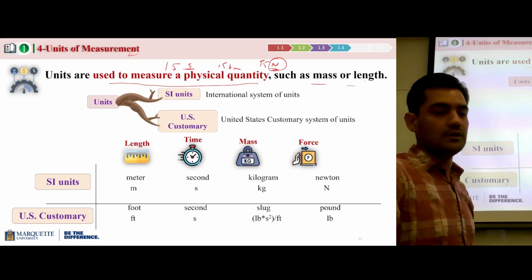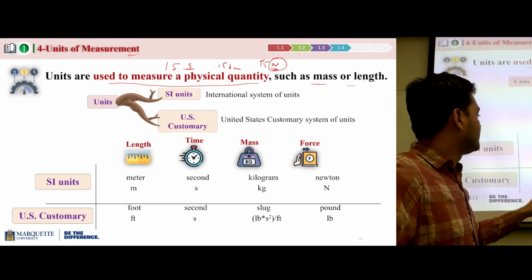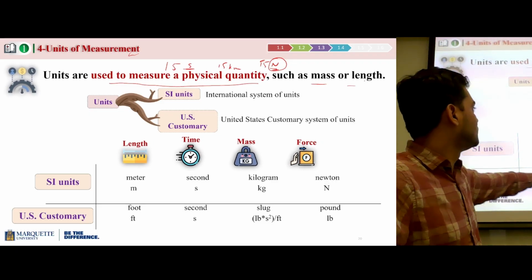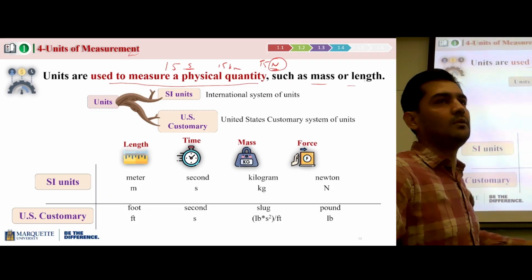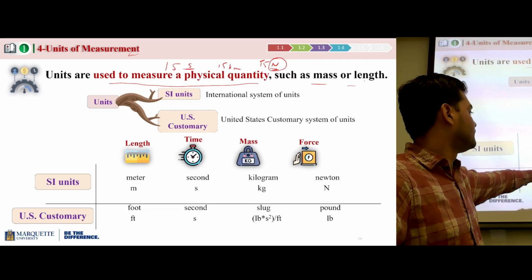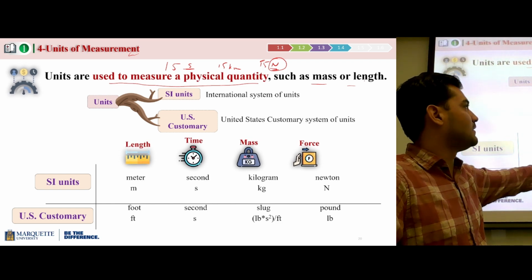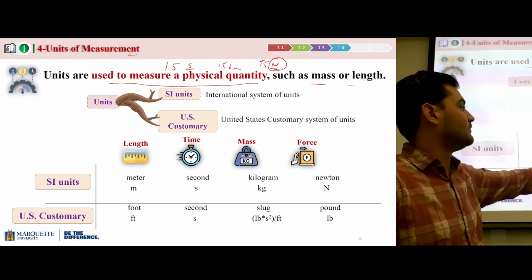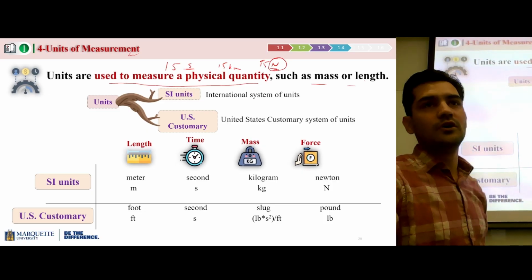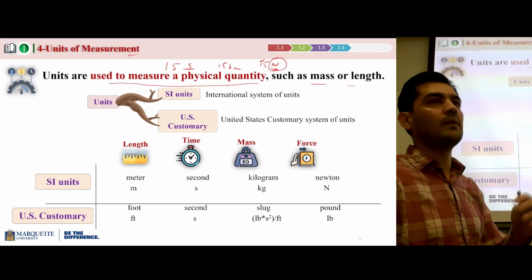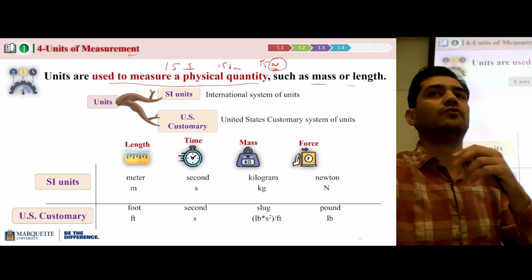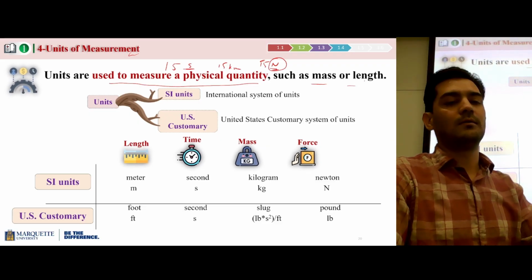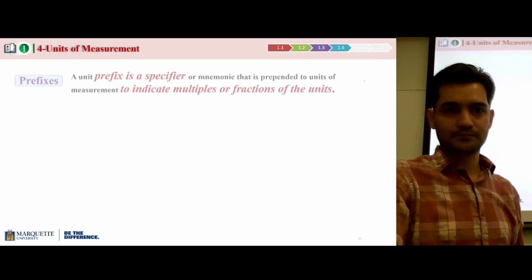For US Customary, you have these units. If we want to define length in US Customary, we'll use feet or foot. For time, it's the same, but for mass, it's slug, which is a combination of different units. And for force, pounds. So if we are talking about force in pounds, that's US Customary units. But if we talk about force in Newtons, we're talking about System International.